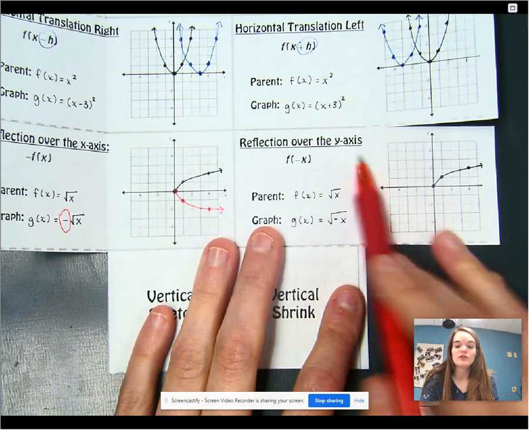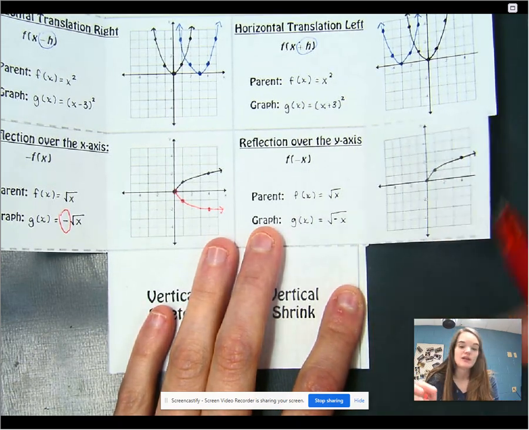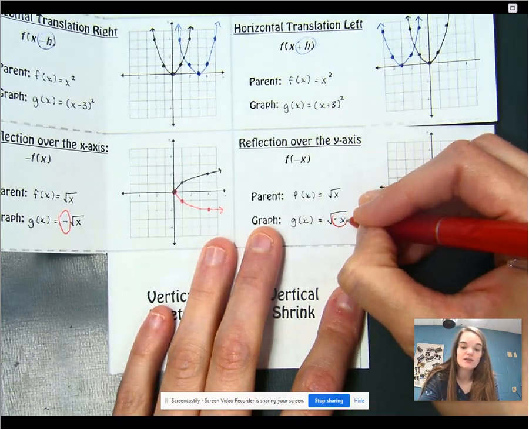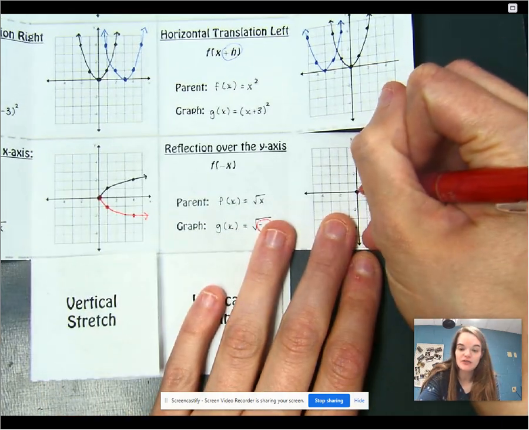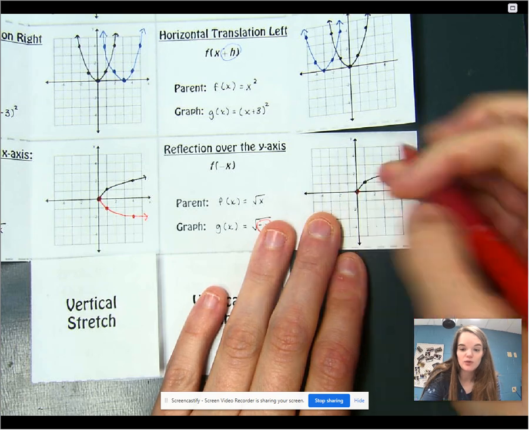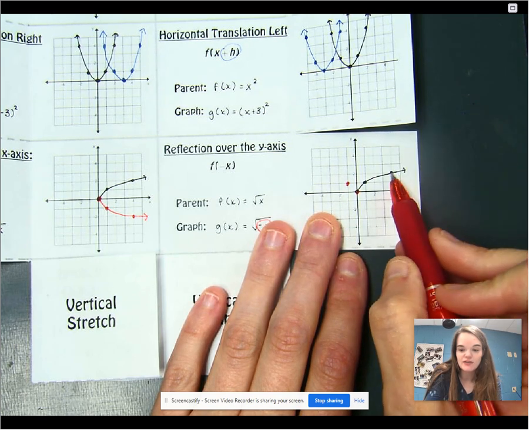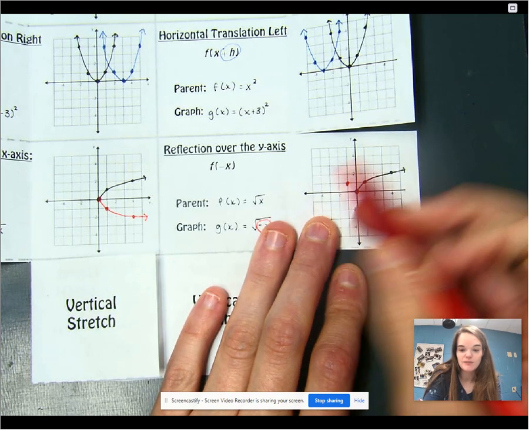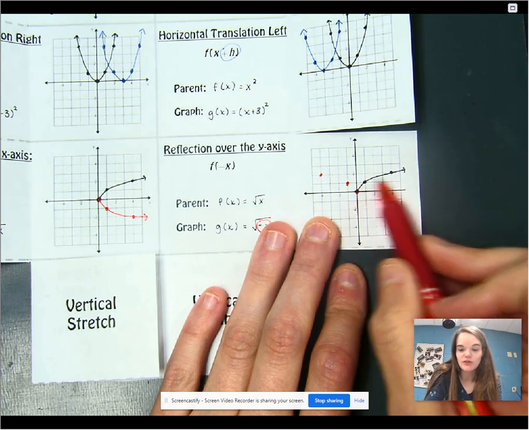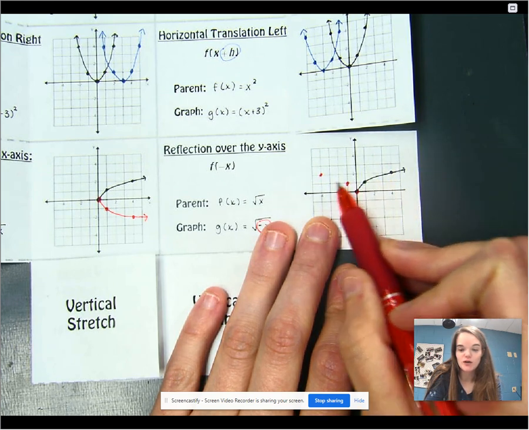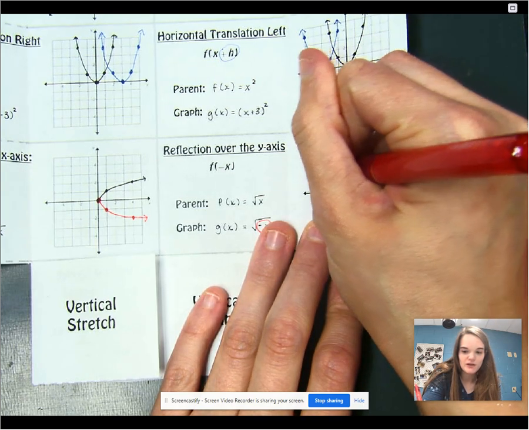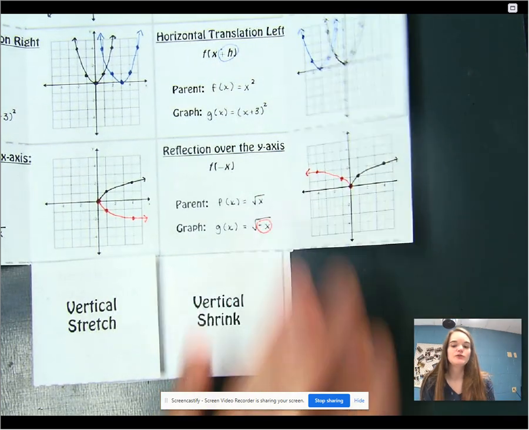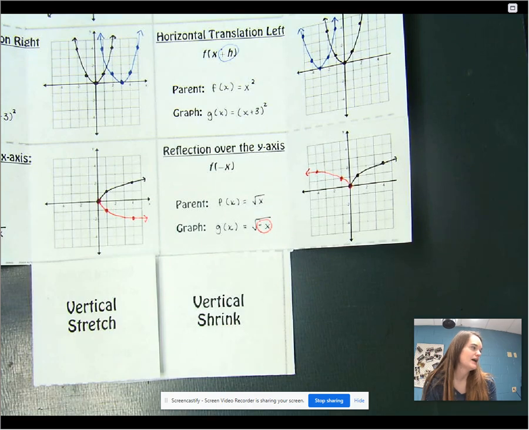When you reflect over the y-axis, it will have a negative on the inside. Okay? It will flip over the y-axis. It's sitting on the y-axis. This is going to flip here, and this is going to flip here. So I'm counting how many units over it is. This is 1, 2, 3, 4. So I need to go 1, 2, 3, 4. So this is now pointing this way. That is a reflection over the y-axis.